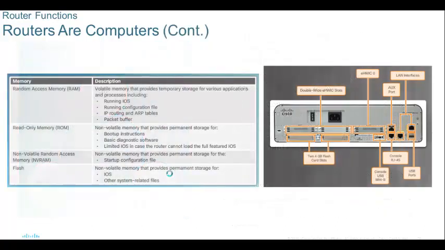I was telling you, the configuration stored in the RAM is called the running configuration. The one stored in the NVRAM is called the startup configuration. This ROM is not for us, it's only for the motherboard to function.